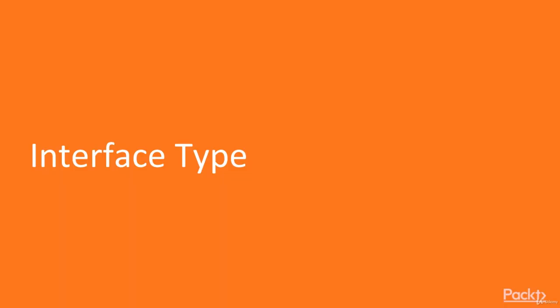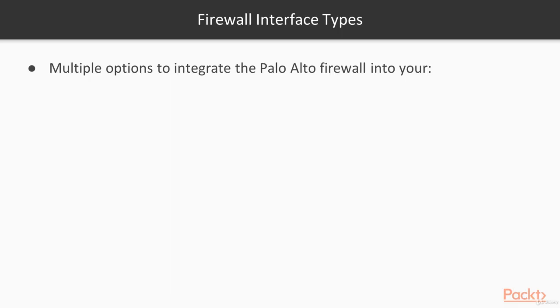Okay, interface types. Okay, everyone, so let's begin this session by discussing, showing, and explaining how to configure those interfaces. So we want to connect the firewall onto our network. We've got a couple of options that we can choose from depending on your scenario. So we're going to take a look at doing layer 2 interfaces.